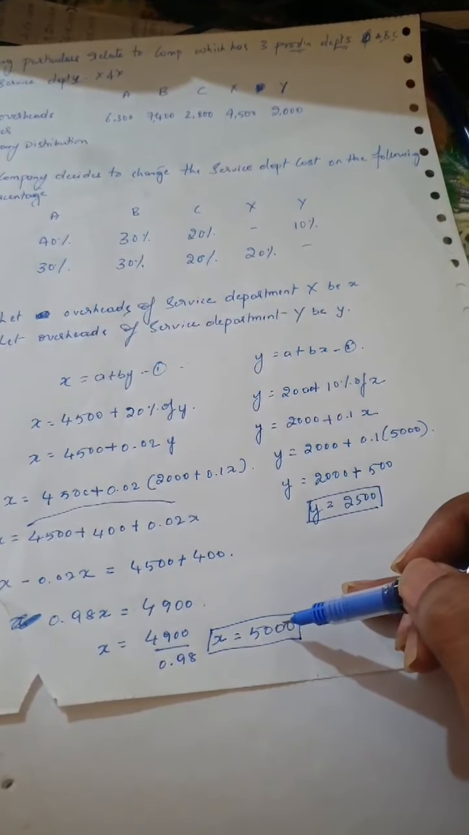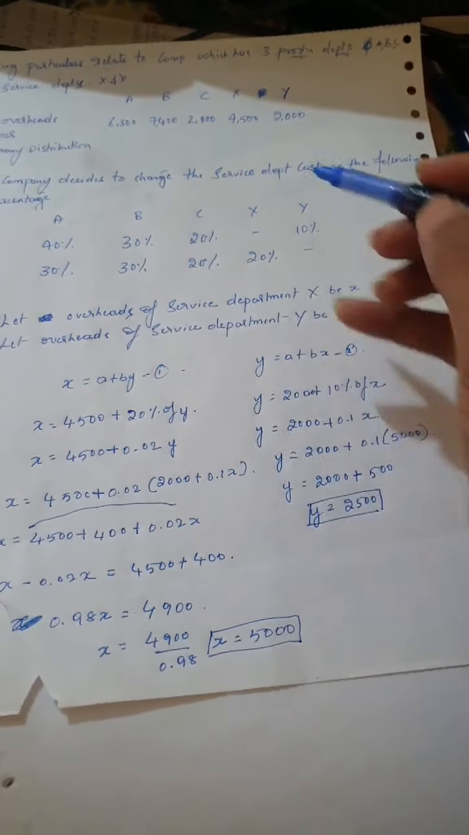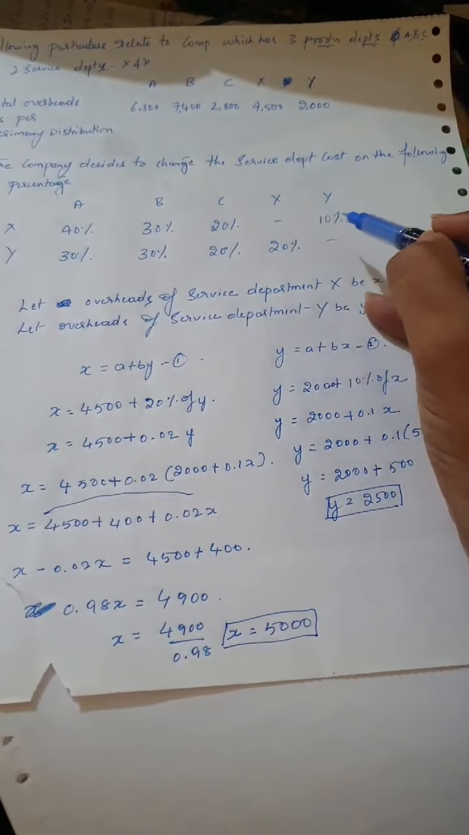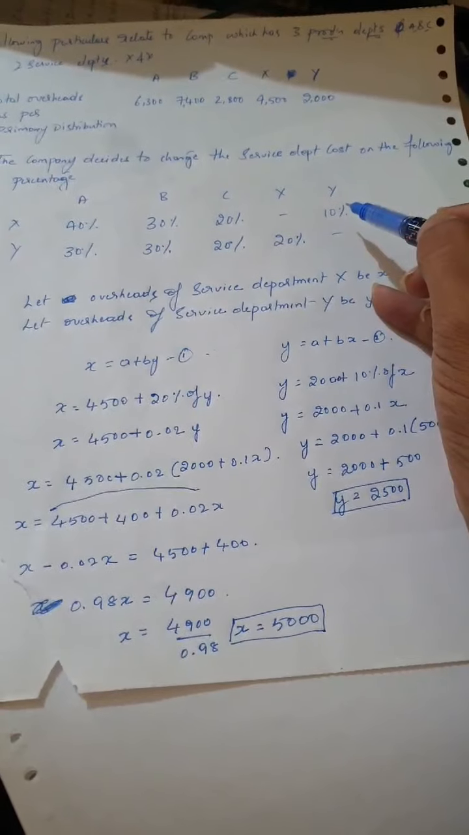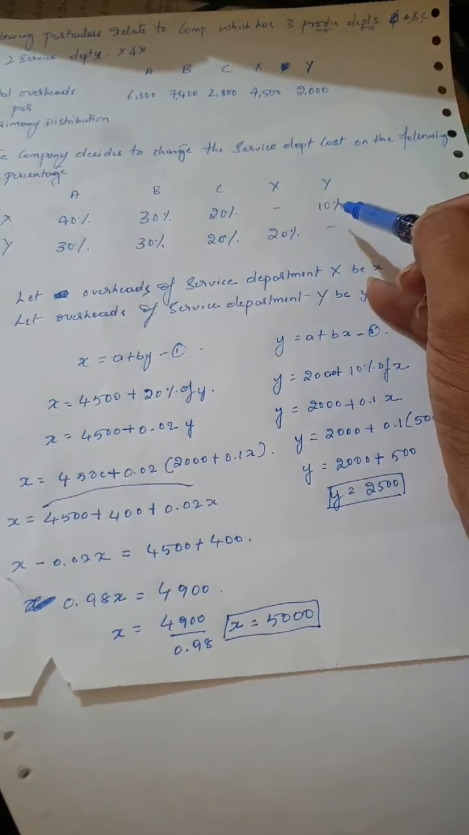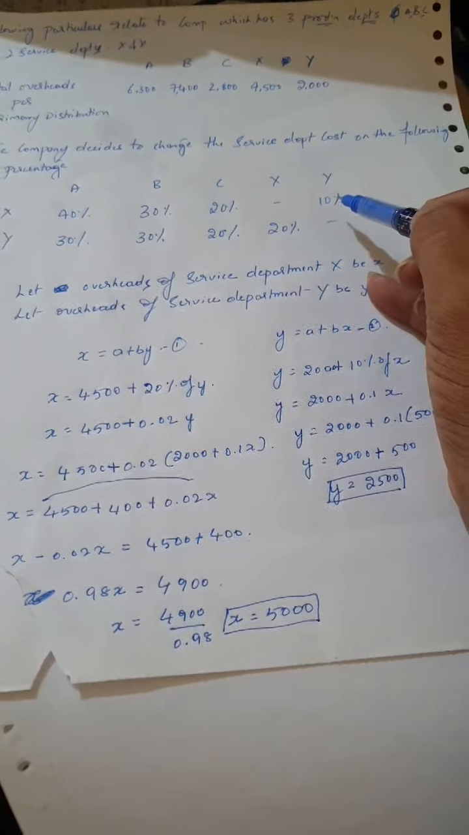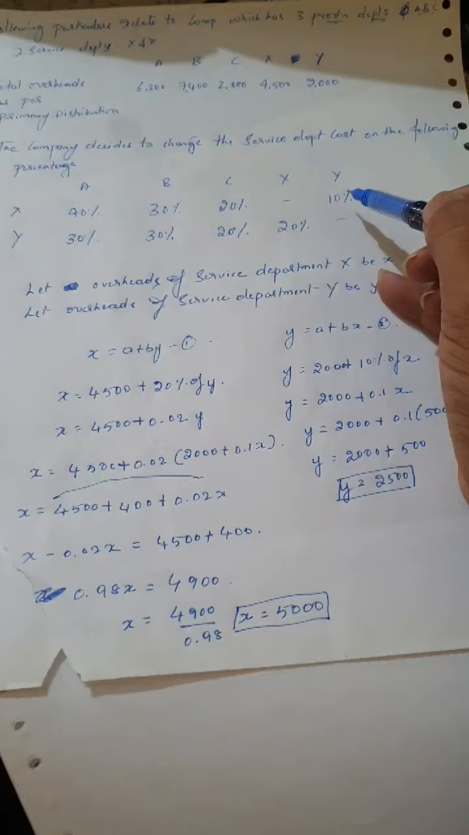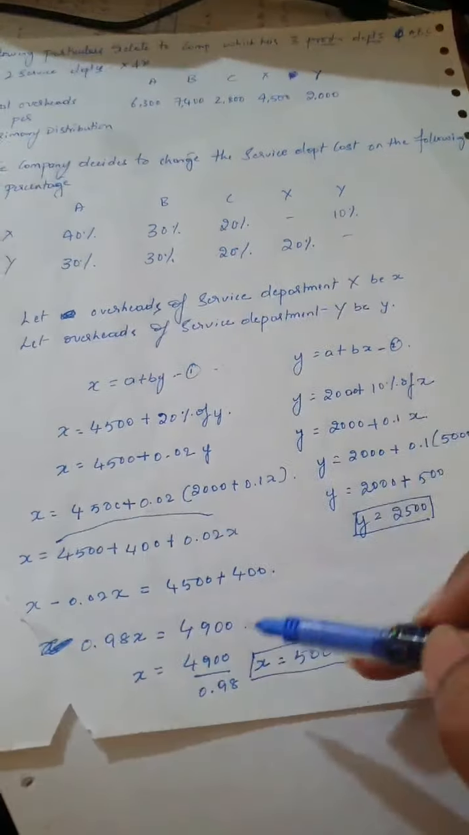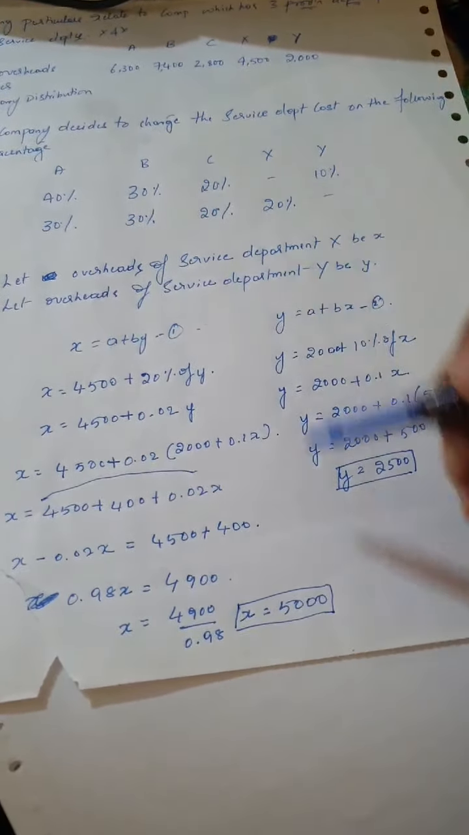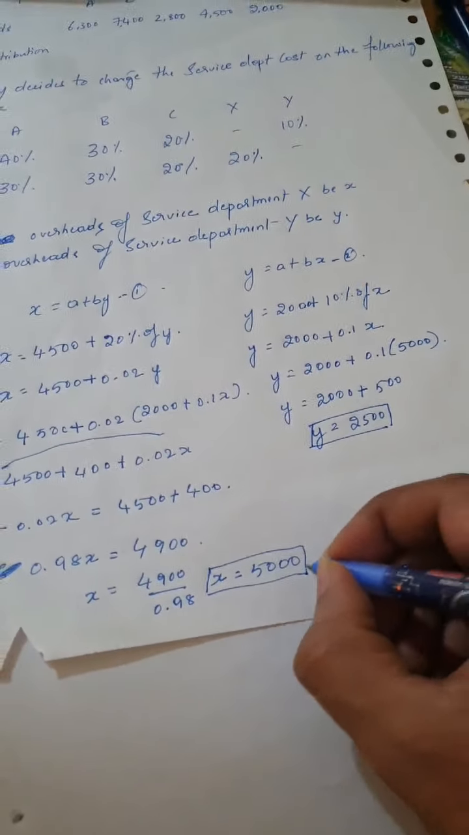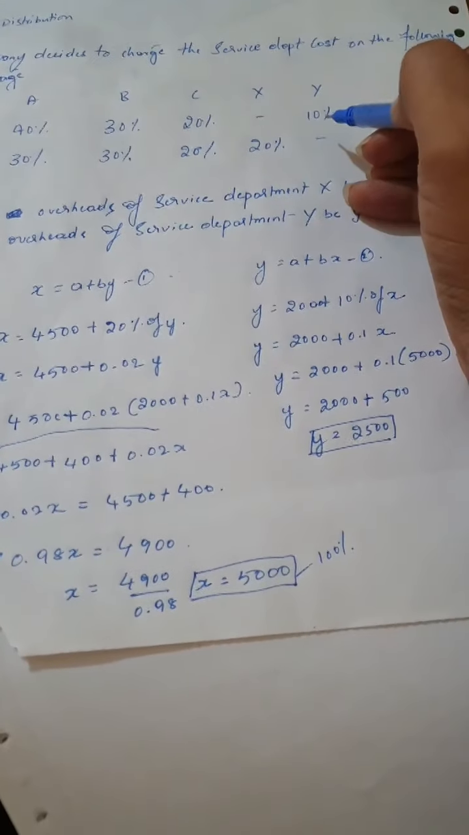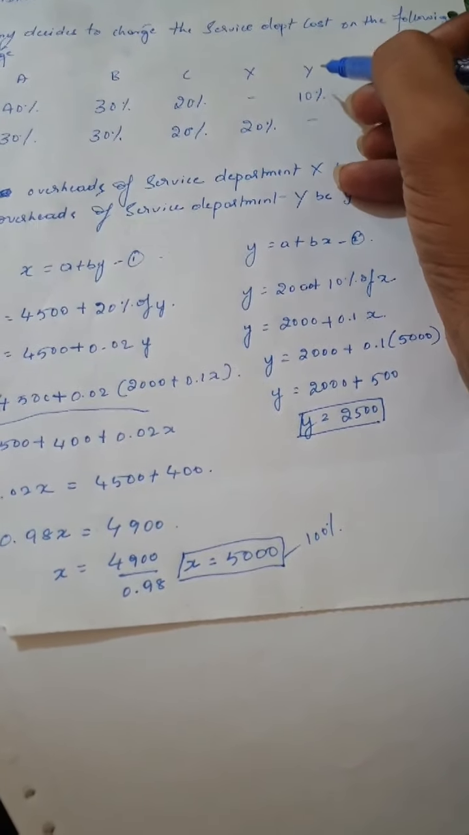Now what we have to consider? We have to look at the percentage here for service department X, which it is going to get from service department Y. That means service department Y is going to get 10% of share from service department X. So out of this 5000, this 5000 will be 100%. Right. Now out of this 100%, 10% will be belonging to service department Y.